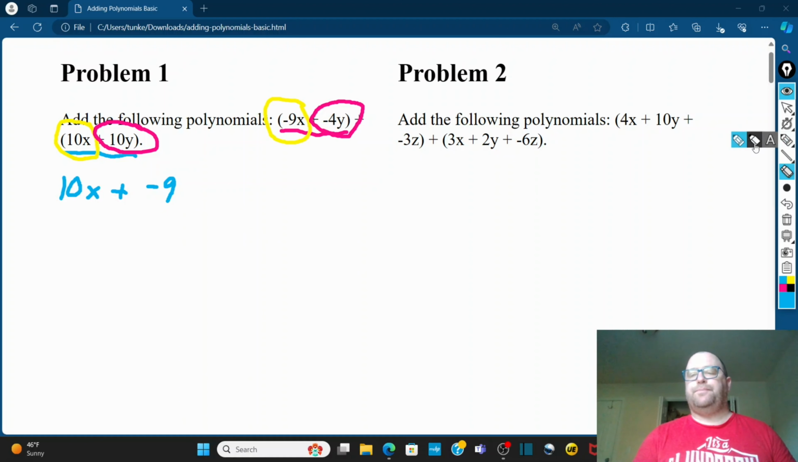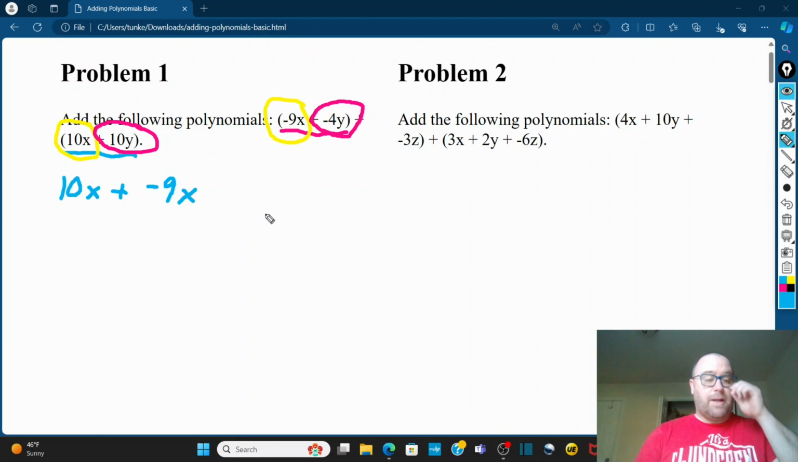Let me rewrite that. You'll notice that the coefficient in front of the variable, that's the number being multiplied by the variable. So we have 10 and negative 9. These coefficients are of opposite signs. So when we add two numbers with opposite signs, we're going to take the number that's further away from 0 on the number line, and we're going to subtract the number that's closer to 0 on the number line. And we're going to take the sign of the number that's further away from 0 on the number line.